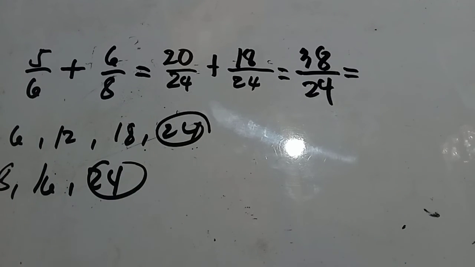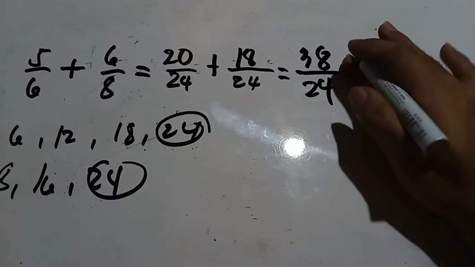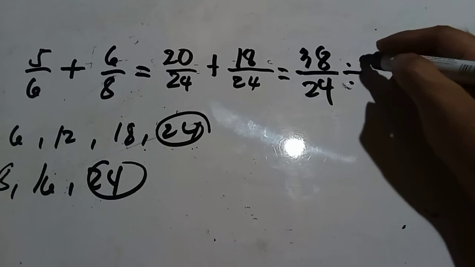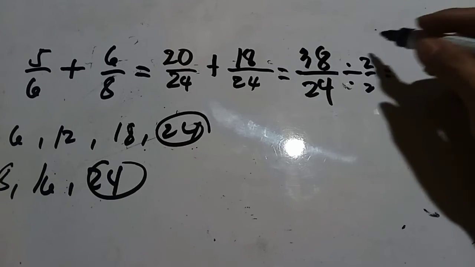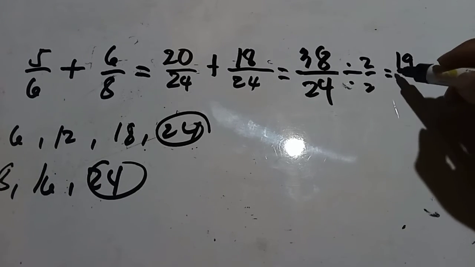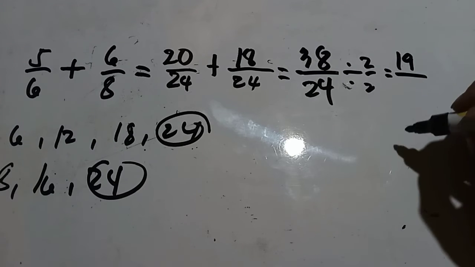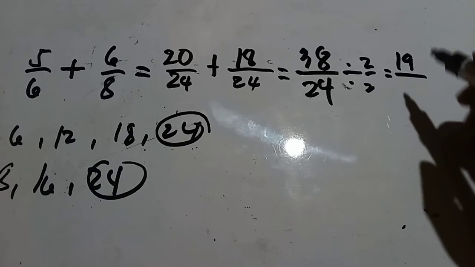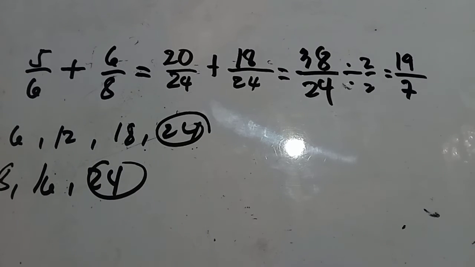Yes, maka-reduce tayo sa lowest term. So we have by what? By 2. So, divide natin by 2. So, magiging 38 divided by 2, that is what? So, 19. 24 divided by 2, that is 12. Is it our final answer? No, this is not our final answer kasi ang ating numerator is bigger than sa ating denominator.